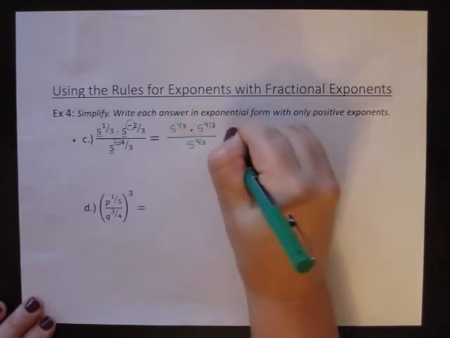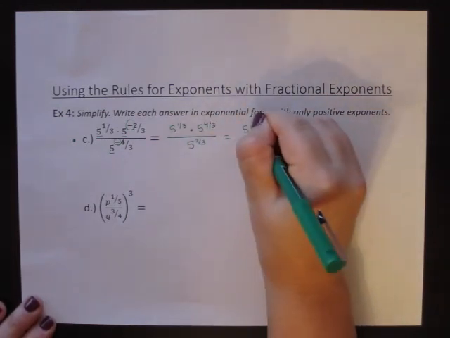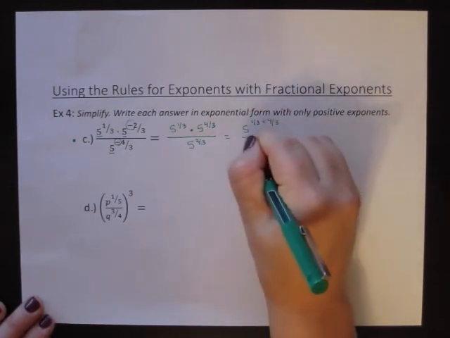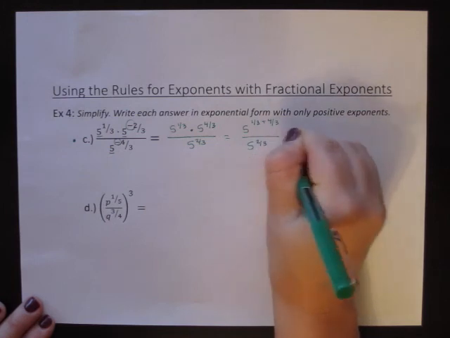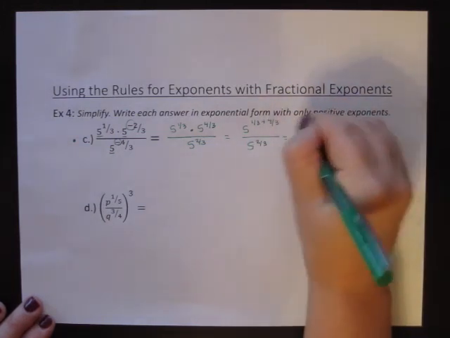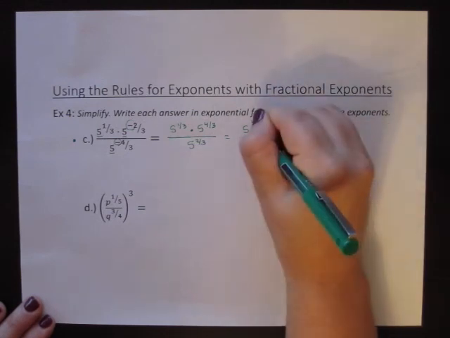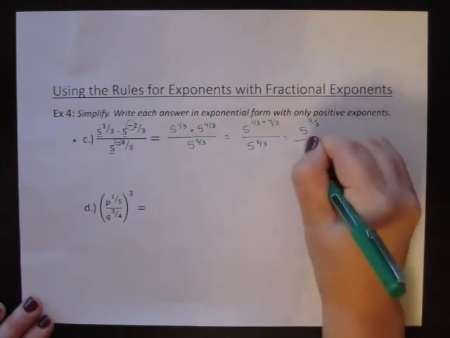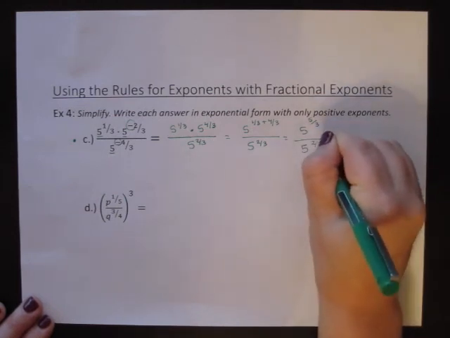So up here I'm going to use my product rule. So I'm going to keep my base of 5. I'm going to add my exponents. So 1 over 3 plus 4 over 3, over 5 to the 2 over 3. So this will end up being 5, and then my denominator is the same, so I keep it. And then 1 plus 4 would be 5 over 5 to the 2 over 3.